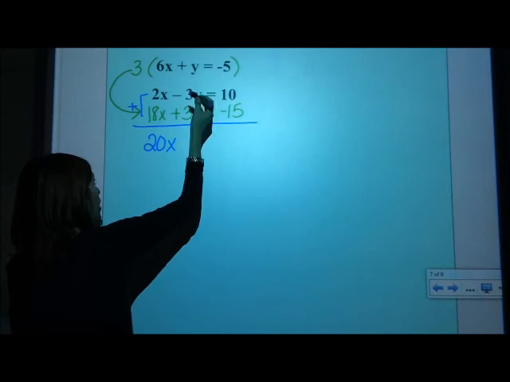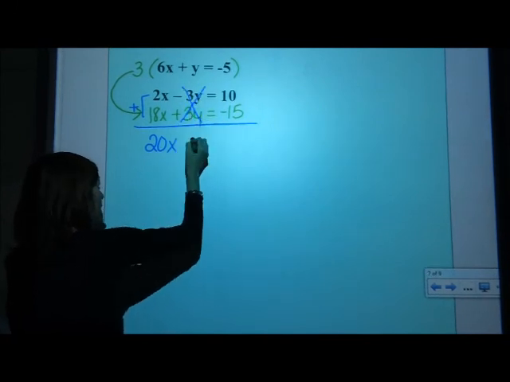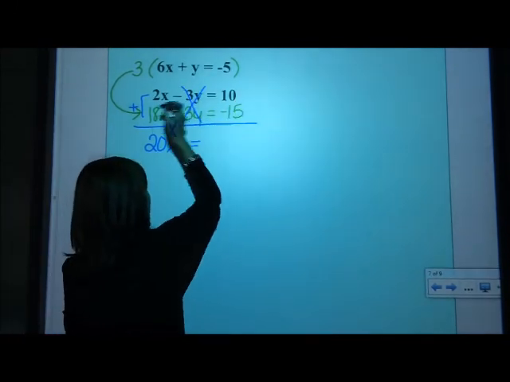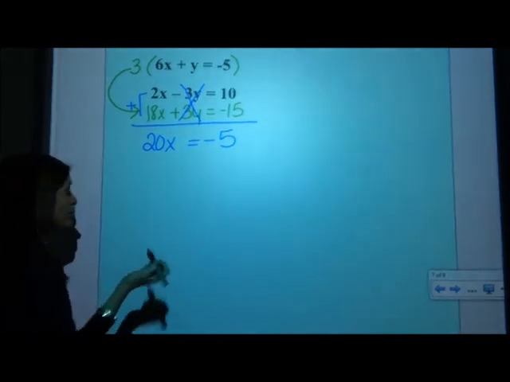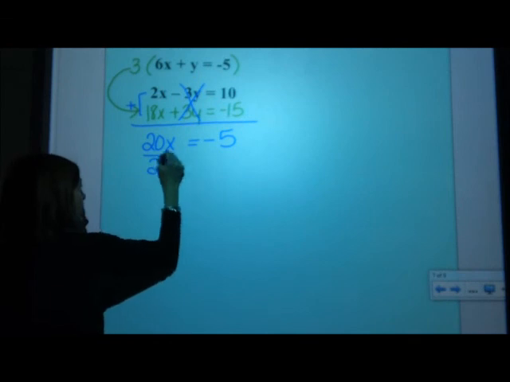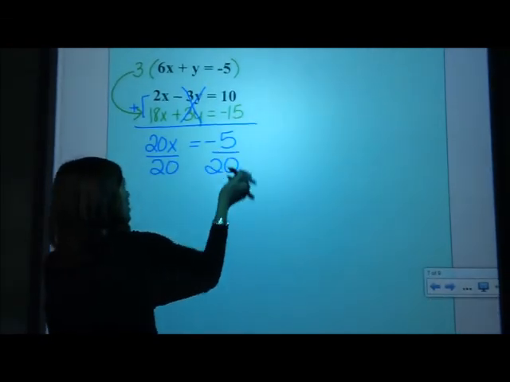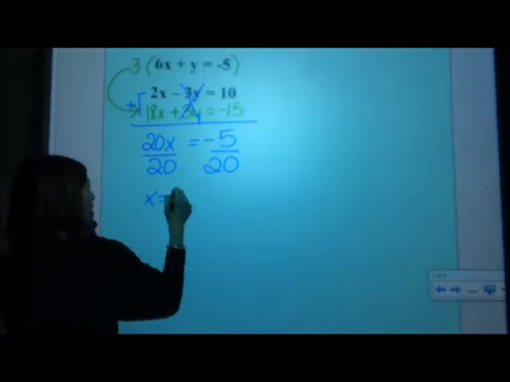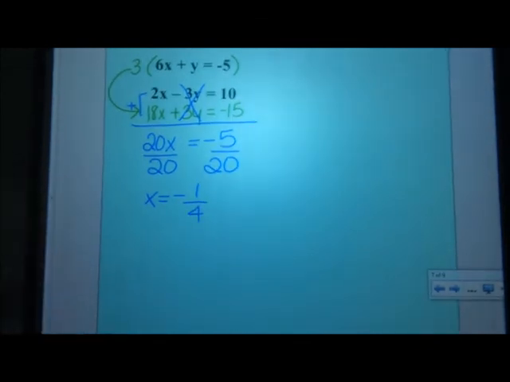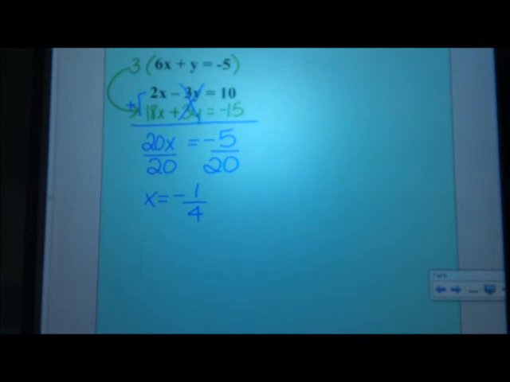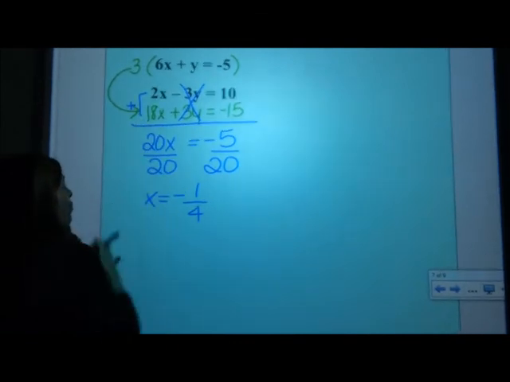I have negative 3y and positive 3y, that's going to get eliminated. And then I have 10 plus a negative 15, which gives me negative 5. I divide by 20 on both sides, and I get x equals negative 1 over 4, because they're both divisible by 5. Are we there? Okay. Then what do we have to do next? What we have to do next is we have to plug our x in and solve for y.